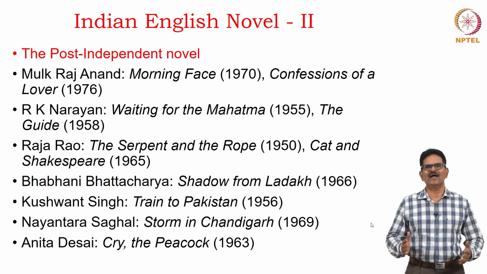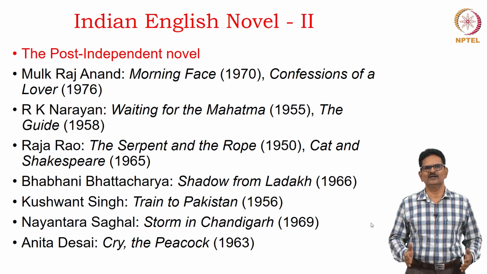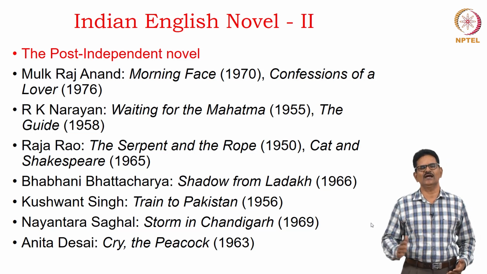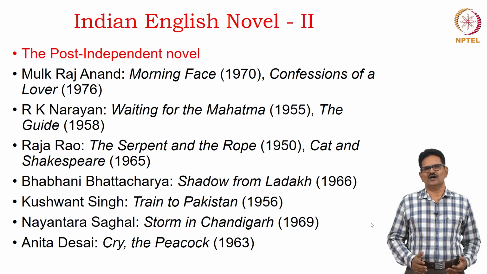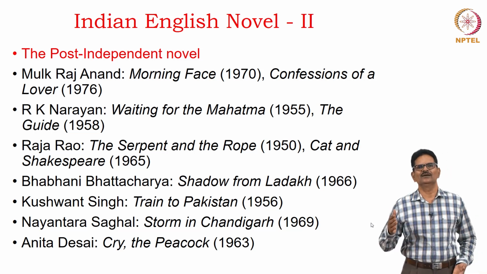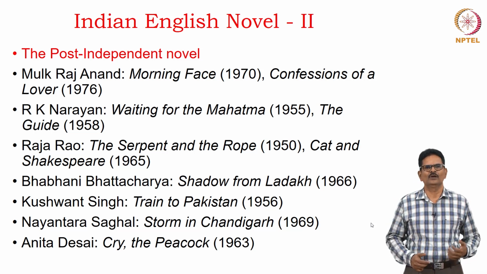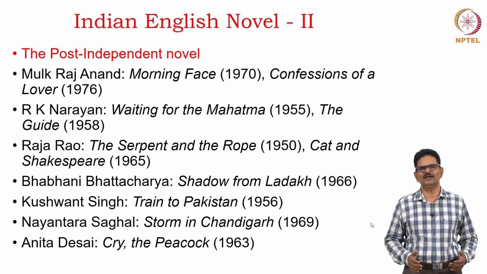Mulkraj Anand has a few novels like Morning Face and Confessions of a Lover. Similarly, R.K. Narayan has some well-known novels like Waiting for the Mahatma and The Guide. Even Raja Rao has very important novels like The Serpent and the Rope and Cat and Shakespeare. These deal with philosophical themes. Then again we have Bhavani Bhattacharya's novel Shadow from Ladakh.